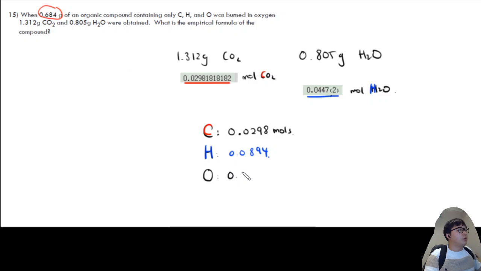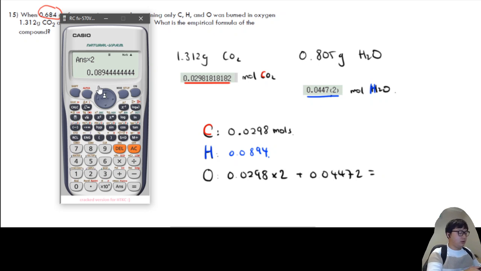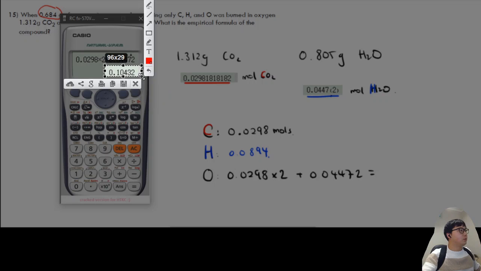Now we can also count how many oxygen there are. It'll be 0.0298 times 2 because there are 2 oxygen there. And there is 1 oxygen in each water, so it must be 0.0447. So you add them up: 0.0298 times 2 plus 0.04472, and you get 0.10432.